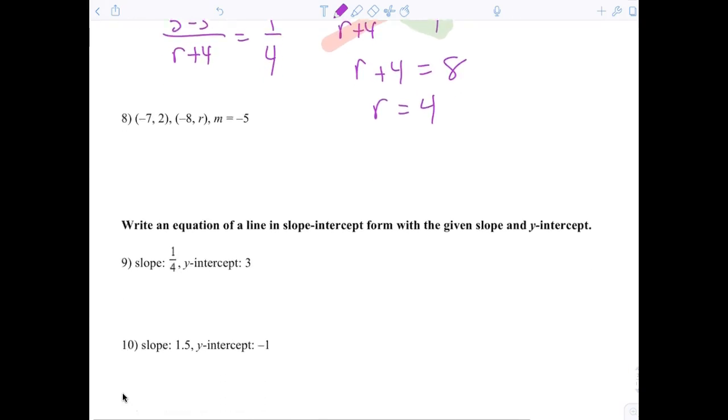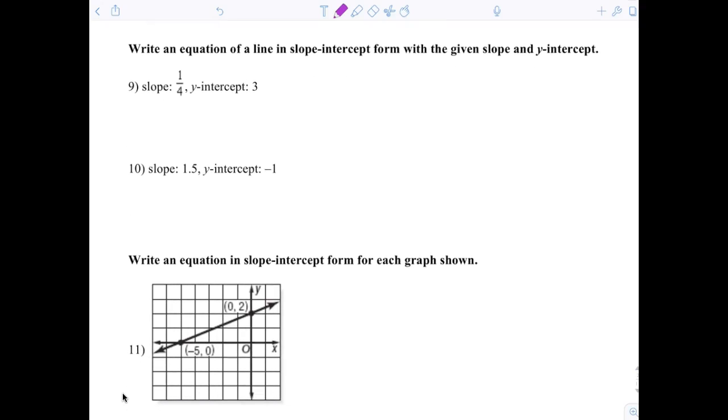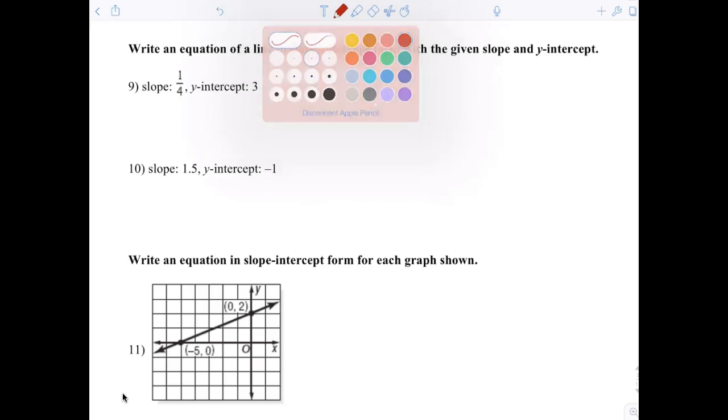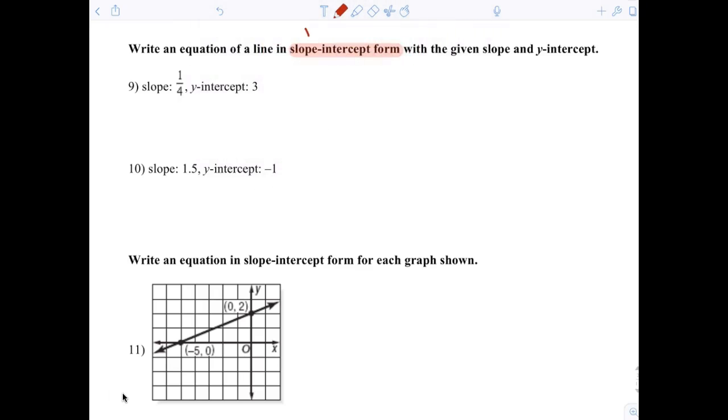All right, so now on question number 9. Again, highlighting, we want it in slope-intercept form. Above that, I think you should type in what that equation is. Y equals mx plus b. That's what we're looking for.